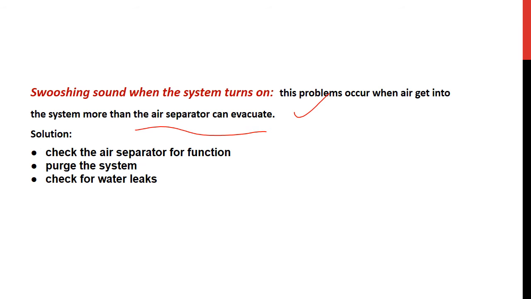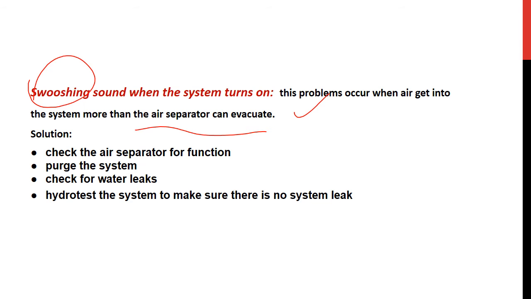Check for leaks. If you have swishing, you must have air. If you have air, then you have a leak. So that could be a problem, but not necessarily the main issue. You can hydro test the system to make sure there is no leak.